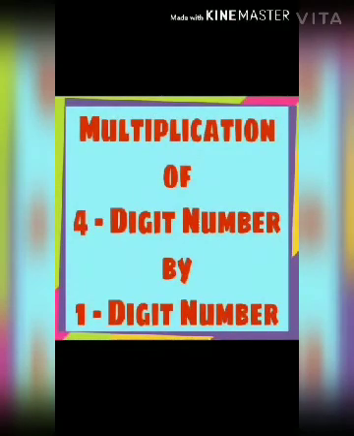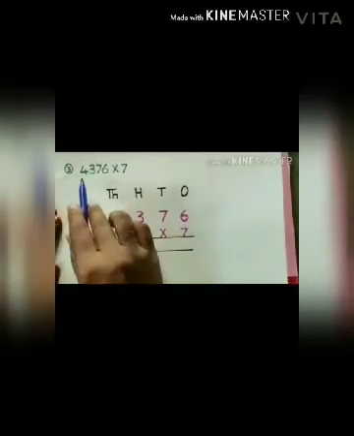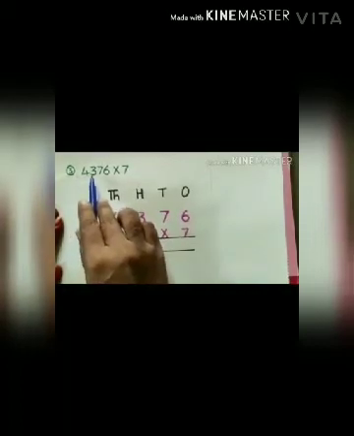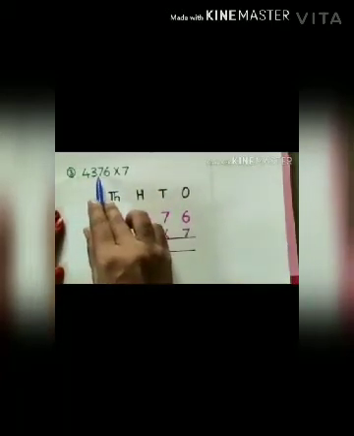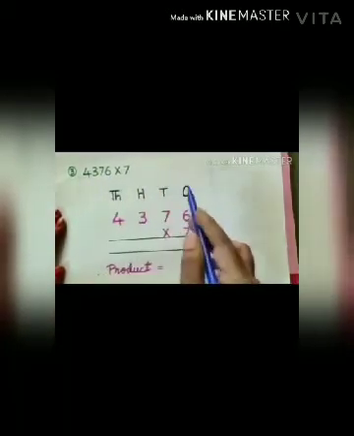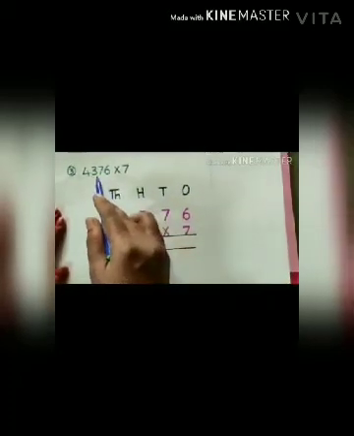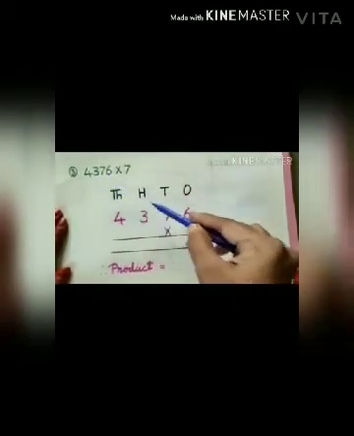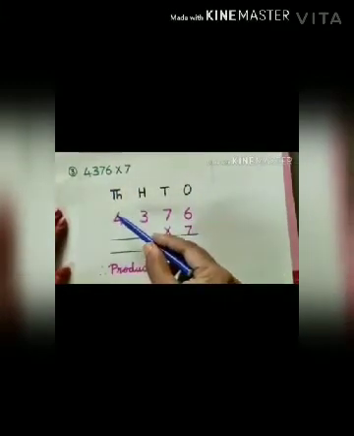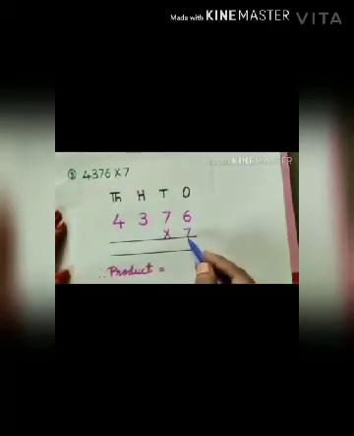Now let us learn multiplication of a 4-digit number by a 1-digit number. Question number 3. Find the product of 4376 into 7. Here 4376 is a 4-digit number. There are 4 columns: ones, tens, hundreds, thousands. Now let us arrange this number. 6 in ones column, 7 in tens column, 3 in hundreds column, 4 in thousands column. Here we are multiplying by 7, so write into 7.